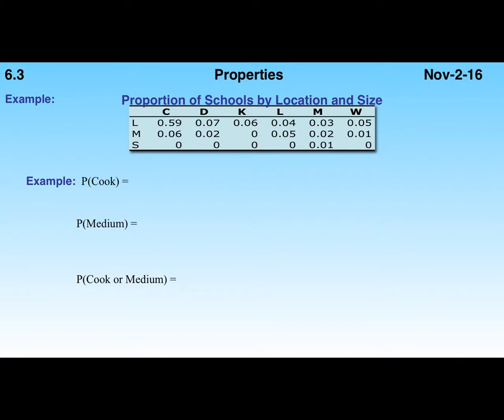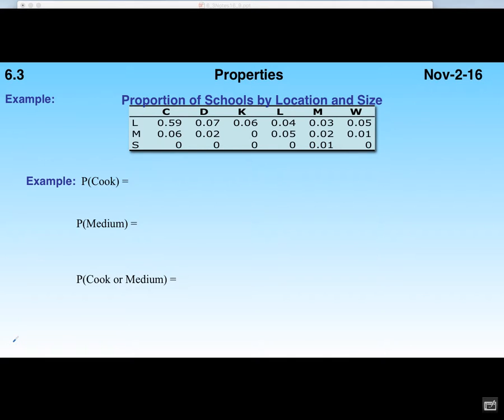Last thing, you should be able to tell probabilities based off of a table. So LMS stands for large, medium, and small schools. And then the CDK, LMW, those stand for the counties. So the first probability that I'm looking for is the probability that if I choose a school at random, it's in Cook County. So you just look at the Cook County part. So it's 0.59 plus 0.06, so 0.65. The probability that if I randomly choose a school that it's in Cook County is 0.65.